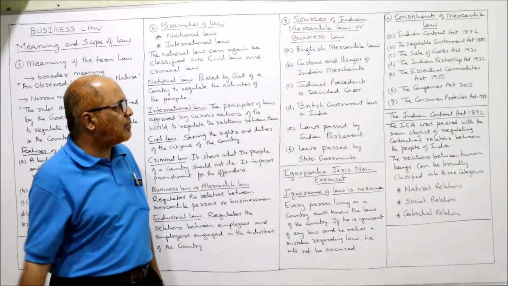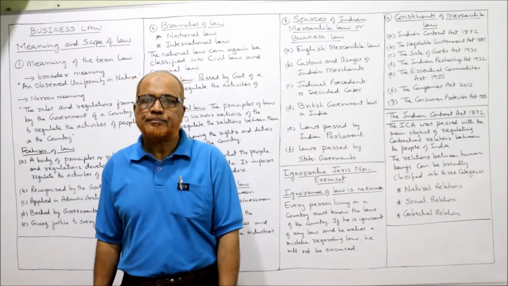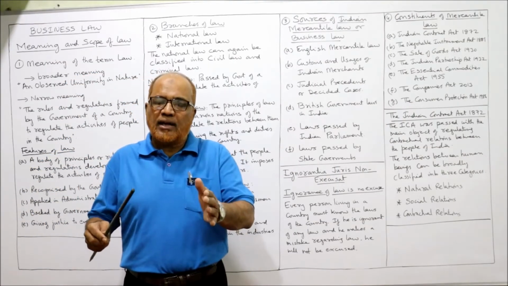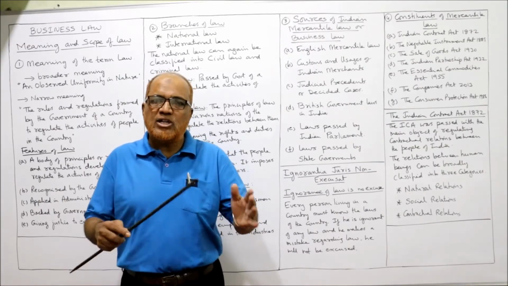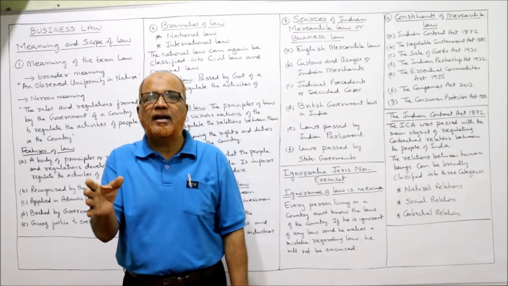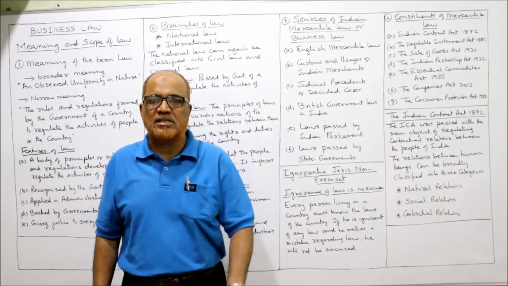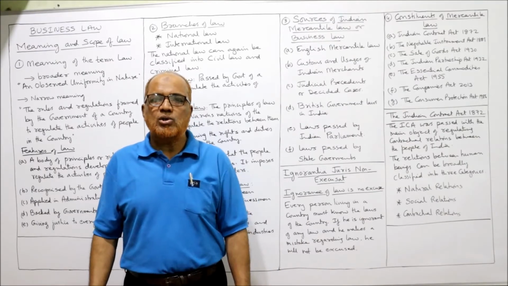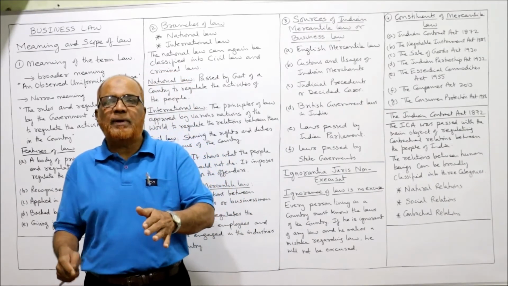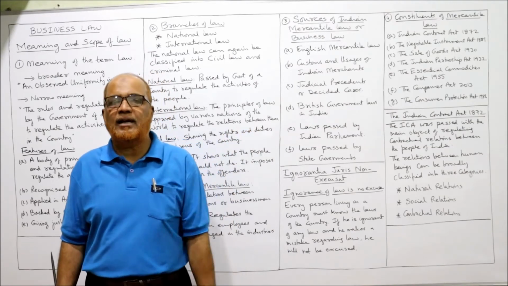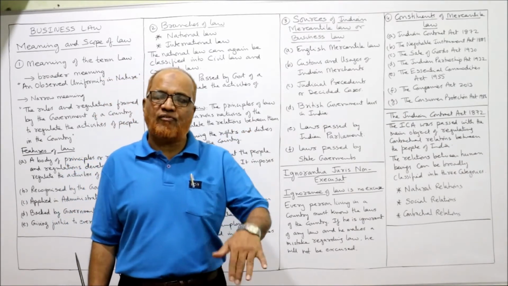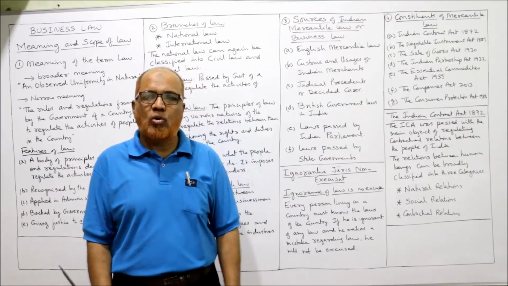Next, British government laws in India. Before India got independence, the British government had already made some laws regarding business law. So the Indian government after independence has also adopted some of the laws which were made by the British government.